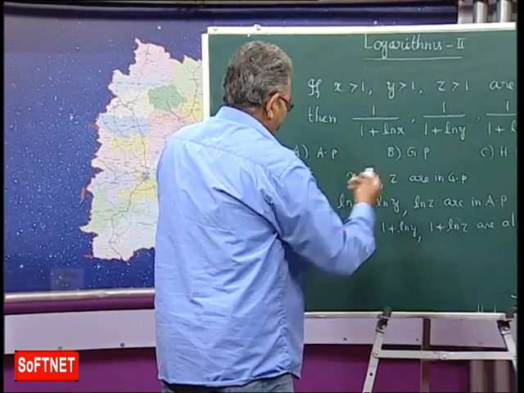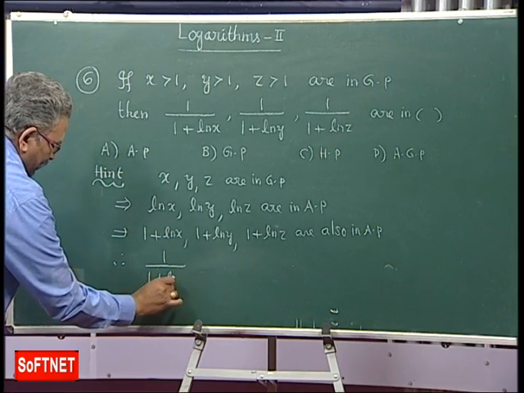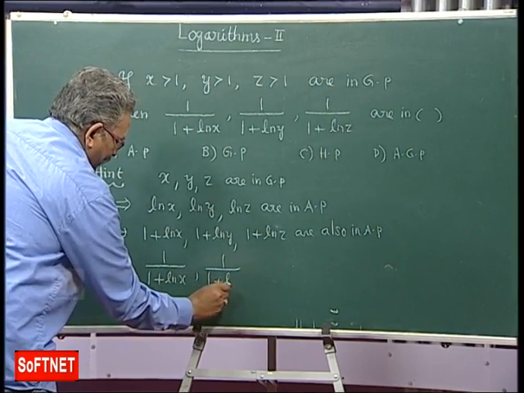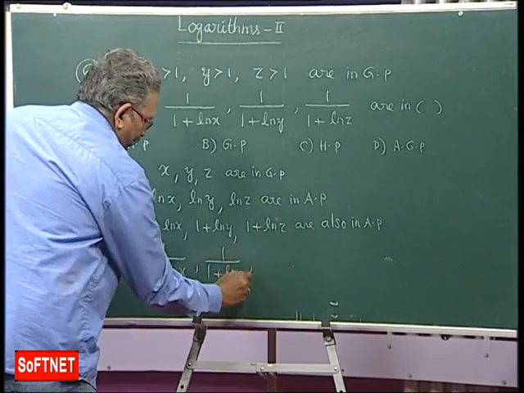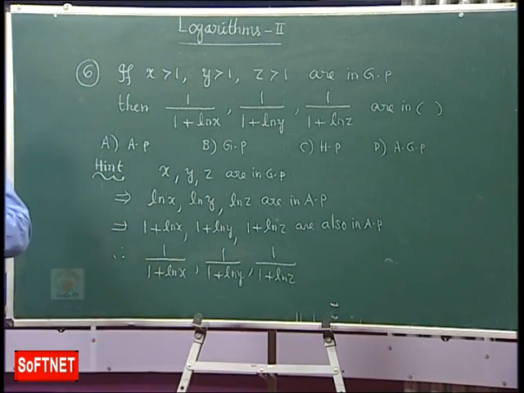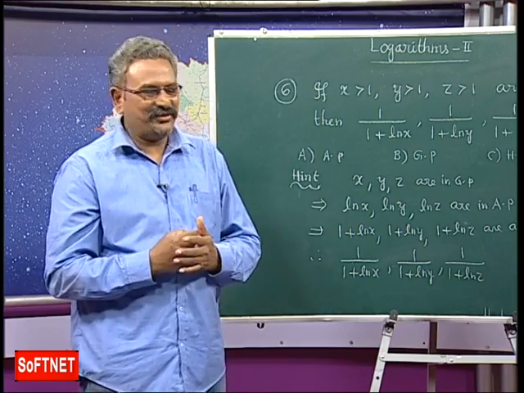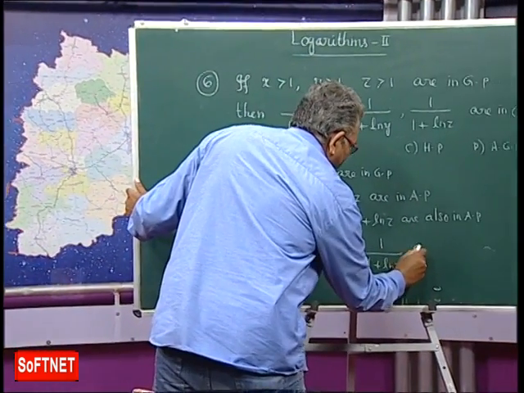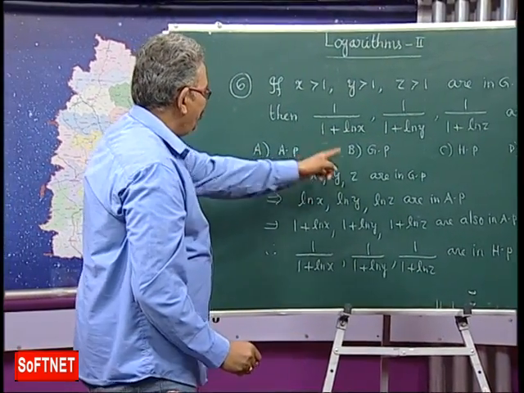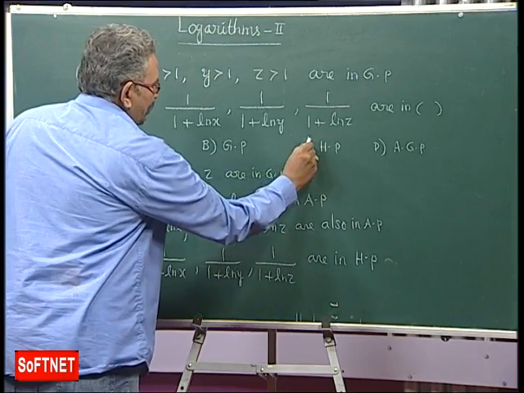Now, let us write reciprocals. Reciprocals means therefore 1 by 1 plus ln x, 1 by 1 plus ln y, 1 by 1 plus ln z. Reciprocals of AP becomes harmonic progression. So that is why they are in HP. So now A, B, C, D, observe which is the right option. Yes, you are correct. C will be the right option.